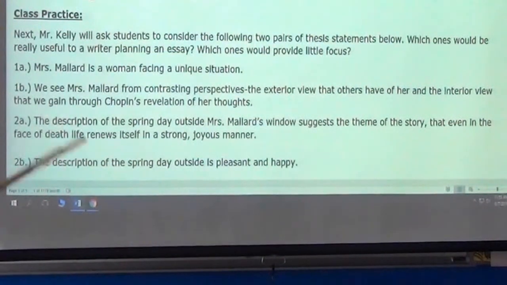Devontae, read the second one. We see Mrs. Mallard from contrasting perspectives: the exterior view that others have of her and the interior view that we gain through Chopin's revelation of her thoughts. Awesome. So what is the subject in this one?